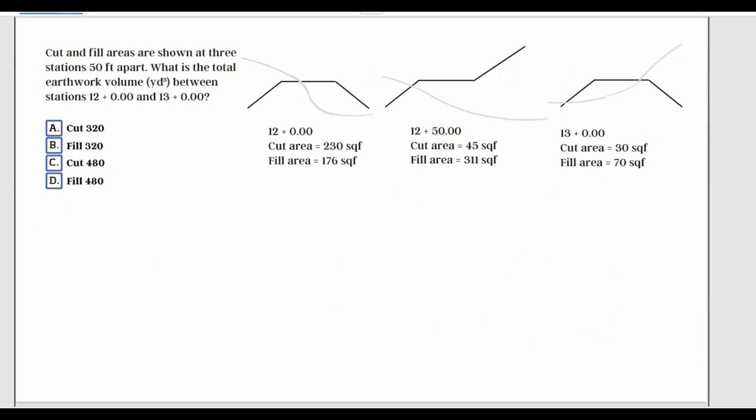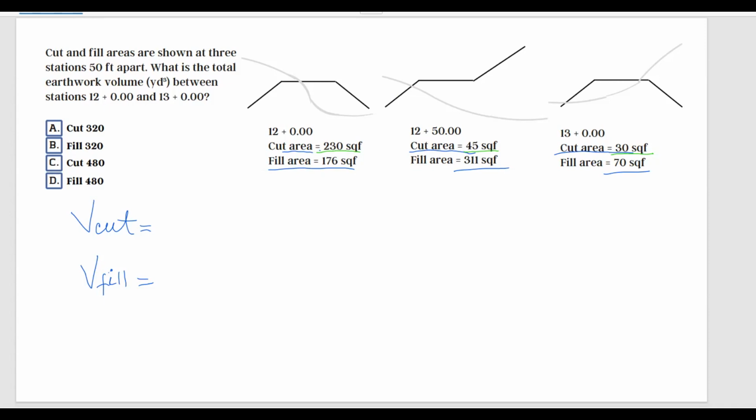Let's move on. Cut and fill areas are shown at 3 stations 50 feet apart. What is the total earthwork volume in yards cubed between stations 12 and 13? So the way we're going to approach this problem is, first we're going to calculate the cut volume, and then we're going to calculate the fill volume. And the way we're going to do that, again, we're going to use one of those Simpson's or trapezoidal rule formulas that we've used in our previous problems.